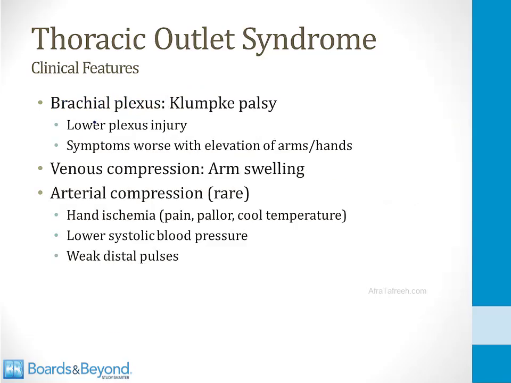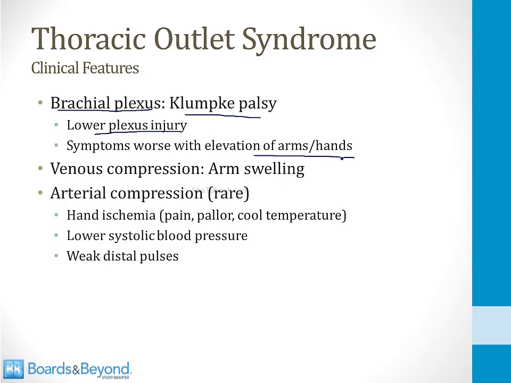The clinical features of the thoracic outlet syndrome include injury to the brachial plexus. It's usually a lower plexus injury, so the patient presents with a Klumpke palsy and the claw hand like we talked about before, and the symptoms are often worse with elevation of the arms or hands because this compresses the nerve to a greater degree.